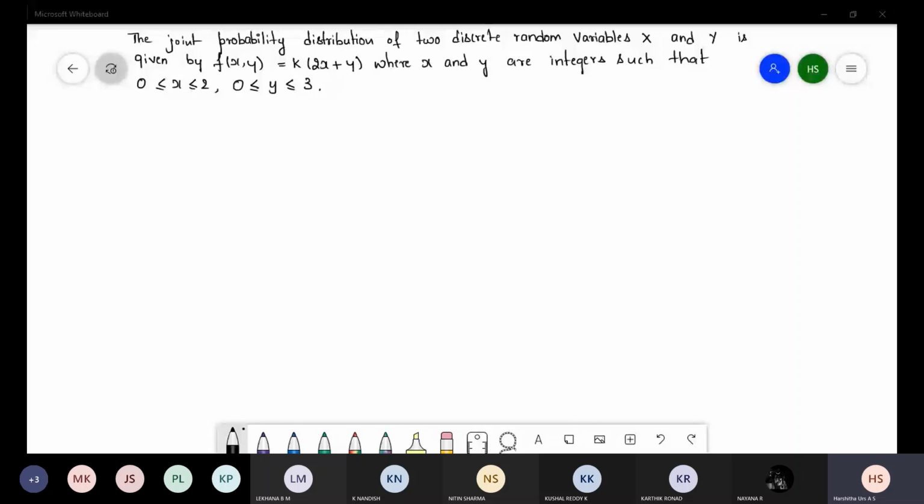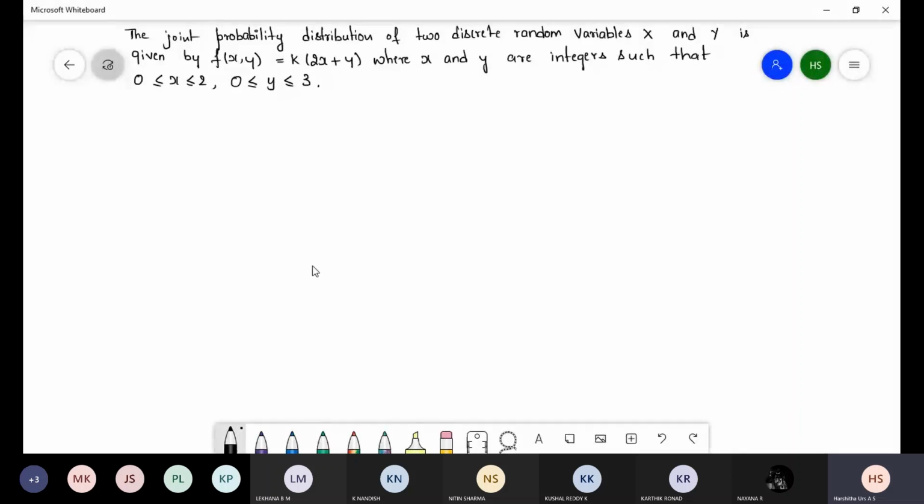The joint probability distribution of two discrete random variables x and y is given by f of x comma y is equal to k into 2x plus y, where x and y are integers such that 0 less than or equal to x less than or equal to 2, 0 less than or equal to y less than or equal to 3. First one, find the value of constant k.